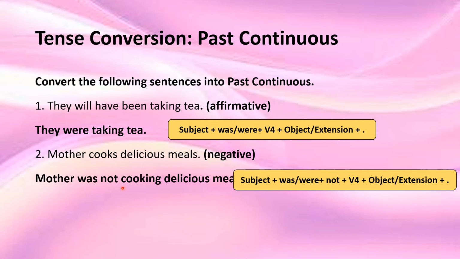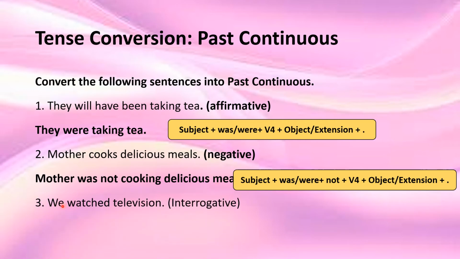You can see that was has been added because your subject is singular. And after was, you wrote not in your negative sentence. I had told you earlier that in your negative sentence of past continuous tense, you mention not after the auxiliary verb. Cooking here is your form of the verb, and delicious meals here is your object.